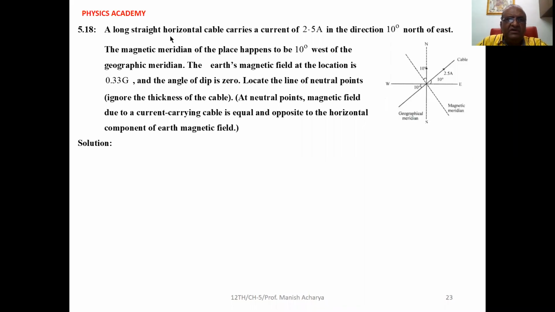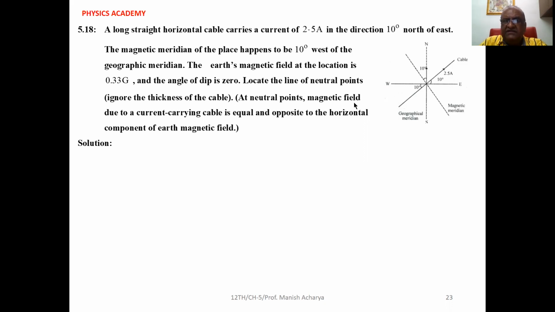5.18. A long straight horizontal cable carries a current of 2.5 ampere in the direction 10° north of east. The magnetic meridian of the place happens to be 10° west of the geographic meridian. The Earth's magnetic field at the location is 0.33 Gauss, and the angle of dip is 0. Locate the line of neutral points. Ignore the thickness of the cable.